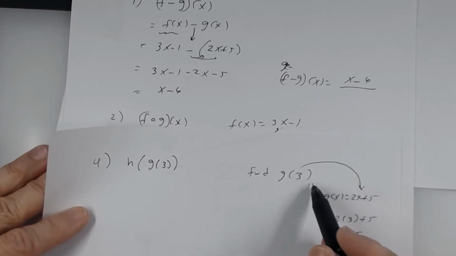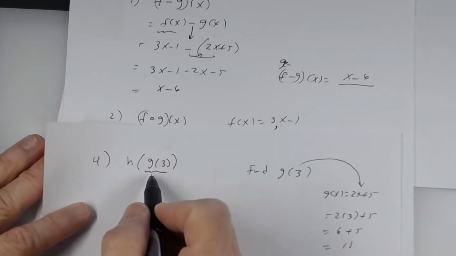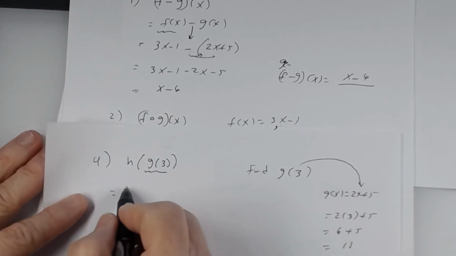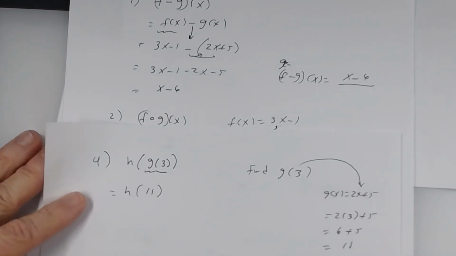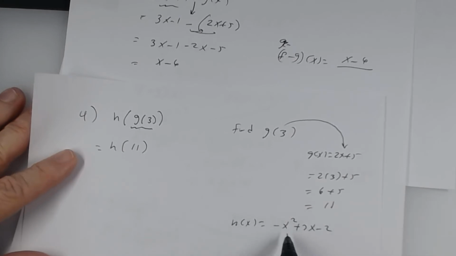Now remember, all I found was g of 3, right? So that means that this is, instead of rewriting as g of 3, I can say g of 3 is now what? 11. So I got to find h of 11. That's on today's test. How do you find h of 11? You go to your function h, which I'm going to go ahead and rewrite. It's just right here. So h of x is negative x squared plus 7x minus 2.